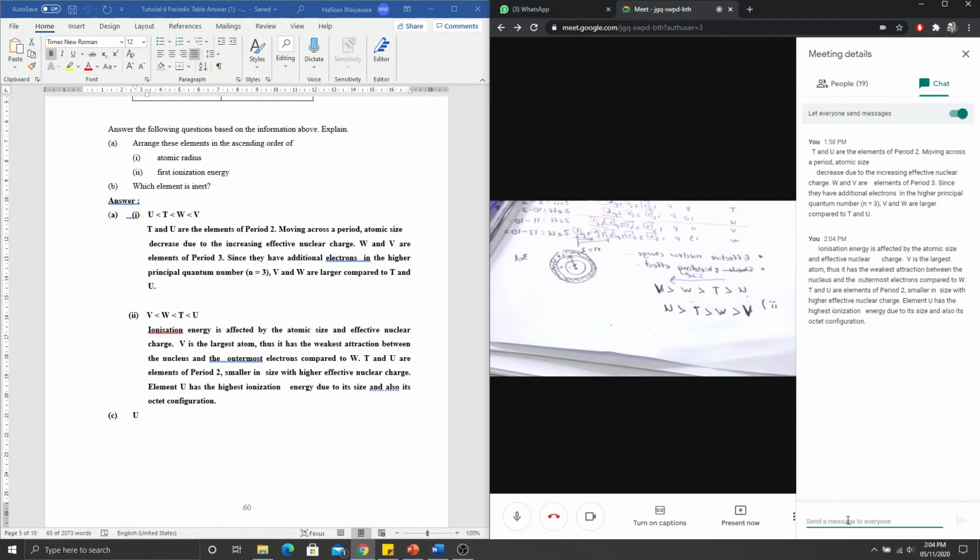Okay, basically what I'm saying, the ionizing energy is affected by atomic mass. Okay, macam saya cakap, lagi besar, lagi jauh lah elektron tu, valence elektron tu. Lagi senang you nak ambil.